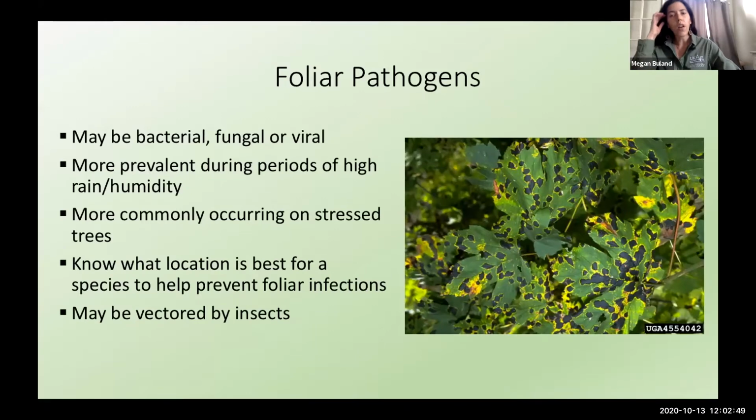Foliar pathogens are bacterial or fungal infections that are going to be impacting the leaves or the needles of your trees. Foliar pathogens are very rarely a concern for very healthy trees. They sometimes occur during periods of very high rain or humidity. So here in the Southeast, we see these a lot during the summer, especially as we progress into July and August when we have really high humidity and high temperatures. You'll often see a lot of these foliar issues crop up on your trees.